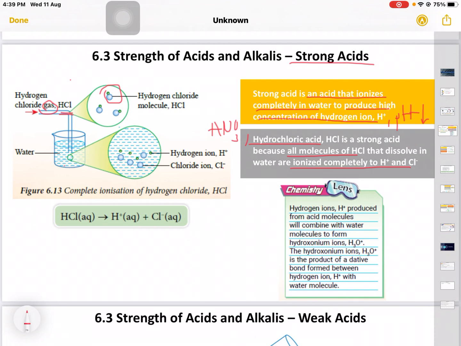When it's put into water, it will ionize. HCl will ionize and form hydrogen ion and chloride ion. And if you can see here, there are no more hydrogen chloride molecules. All are already converted to hydrogen ion and chloride ion. So it means that the ionization is complete. Semua molekul asid telah ditukarkan menjadi hydrogen ion and chloride ion. For example, kalau kita ada 100 HCl, we can get 100 H plus and 100 Cl minus.